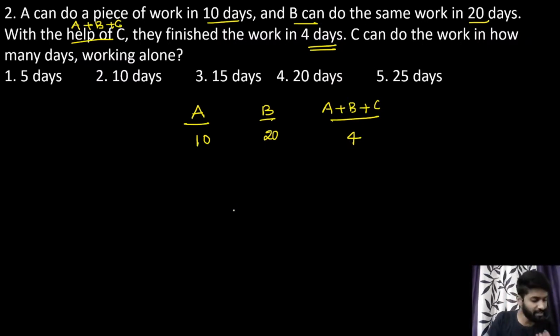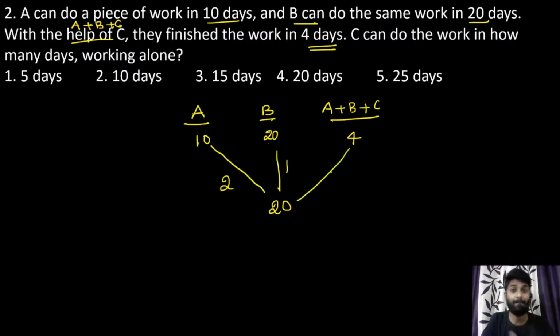Now, first we need to concentrate on the total work. How can we get the total work? Total work is based on the LCM, guys. For 10 and 20, the LCM becomes 20 units. If you are good at LCM and calculate faster, you can get the answer very easily, guys. Now, A can do 2 units per day, B can do 1 unit per day, and A plus B plus C complete 5 units per day.